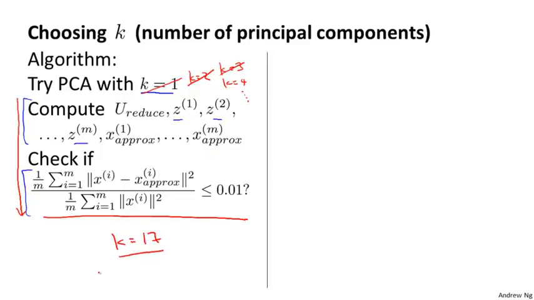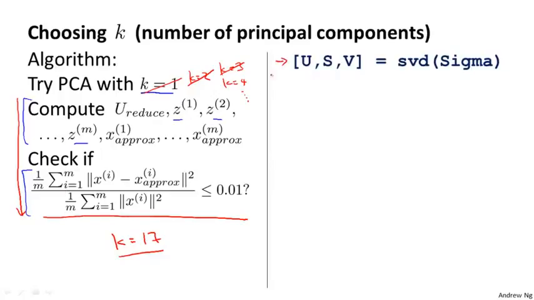So that's one way to choose the smallest value of k so that 99% of the variance is retained. But as you can imagine, this procedure seems horribly inefficient. If we're trying k equals 1, k equals 2, we're doing all these calculations. Fortunately, when you implement PCA, it actually gives us a quantity that makes it much easier to compute these things as well.